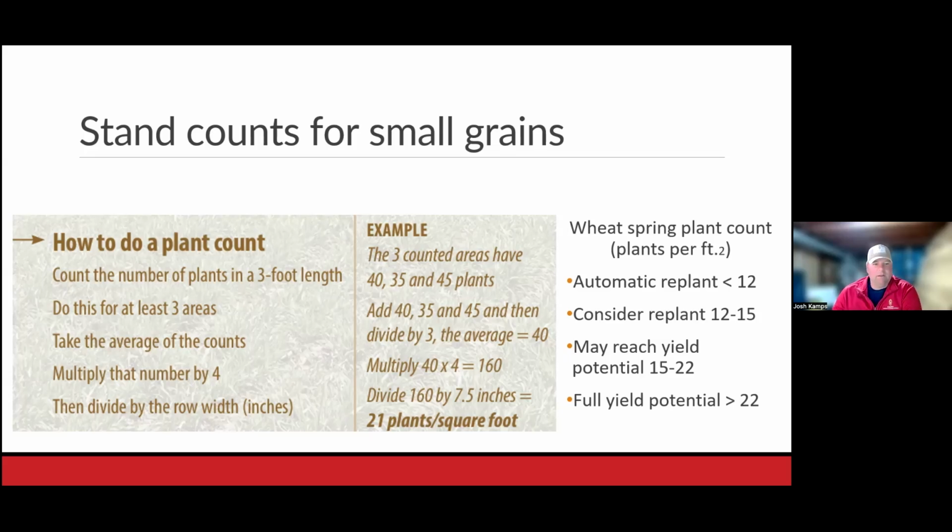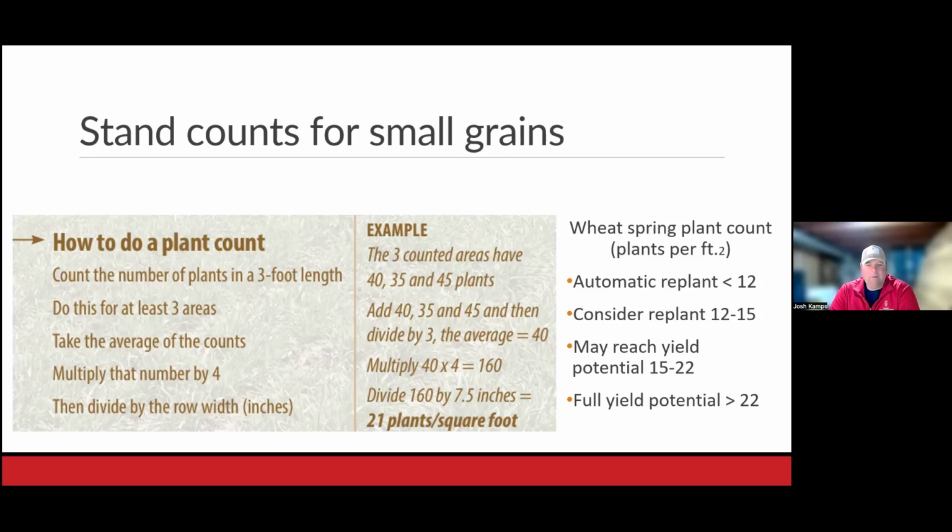Okay, so here's an example on the right-hand side for you. We have those three counted areas. They ended up with 40, 35, and 45 plants each. Divided that by 3 for an average of 40. Multiplied by that factor of 4 to get 160, and divided back by the row width, so 7.5, kind of a standard drill width. So we got 21 plants per square foot.